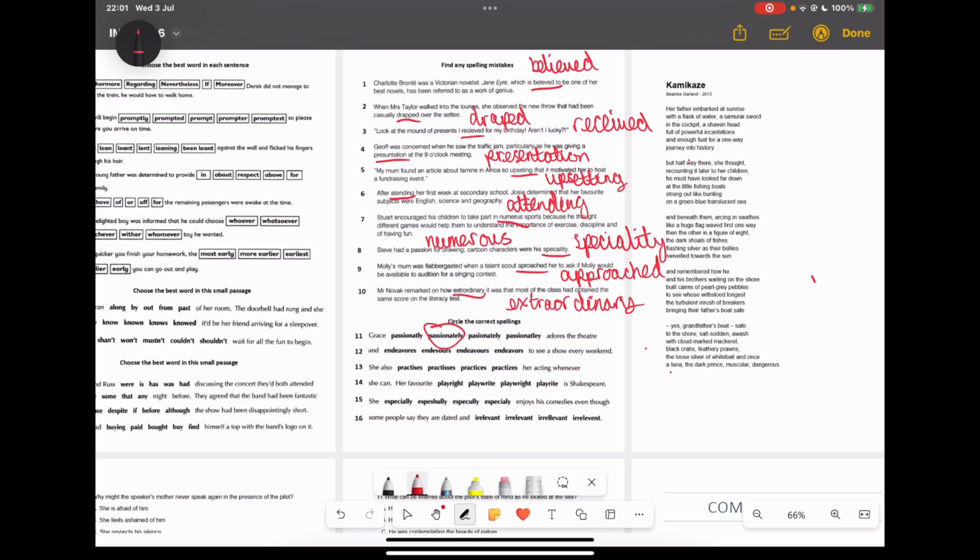And endeavours, so endeavours should be ENDEAVOURS. So that's here. And then she also practices, endeavours to see a show every weekend. She also practices her acting whenever she can. So this will be practices, so it should be spelled with 2 C's. So PRACTICES.